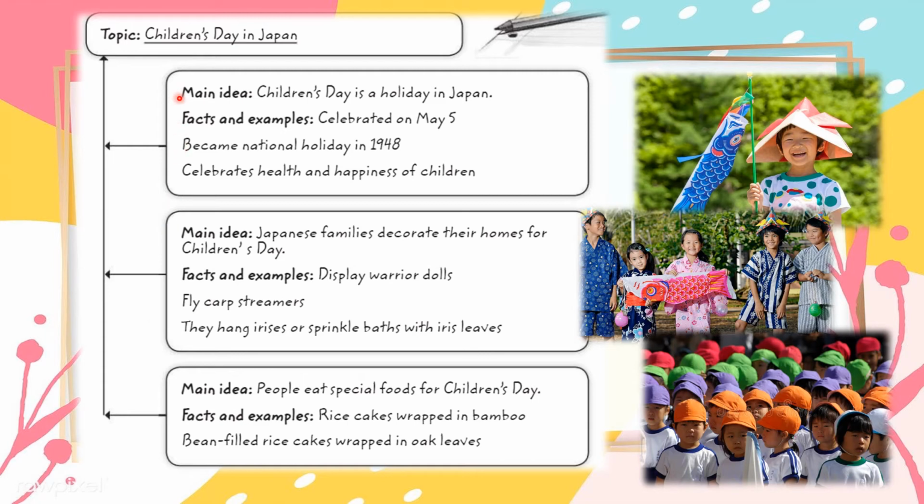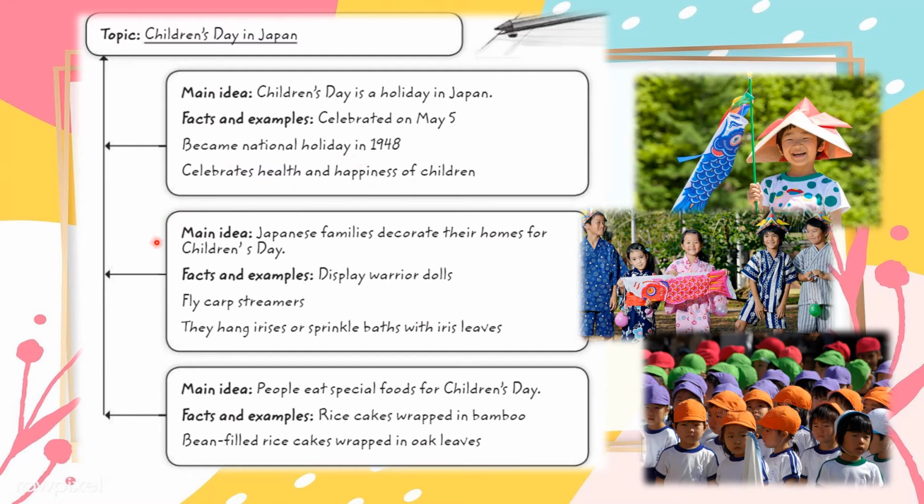So the main idea for the first chunk would be Children's Day is a holiday in Japan. Okay, so you have to add information about what kind of a holiday it is, and also at which time of the year it is celebrated. So facts and examples might include it's celebrated on May 5th, it became a national holiday in 1948, and it celebrates health and happiness of children.